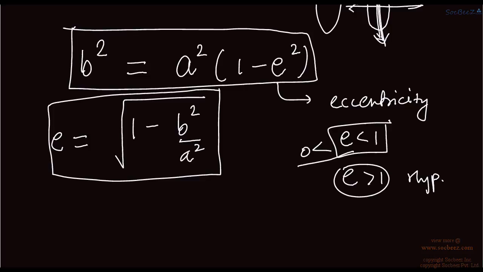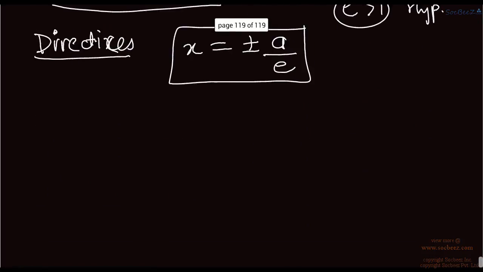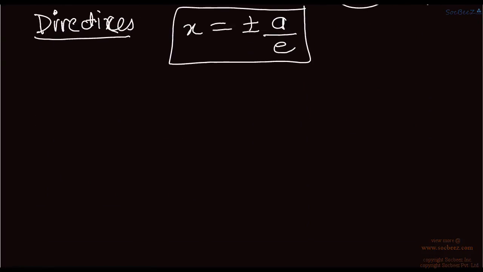Okay. Now the directrix. In the case of circle, it was something. In the case of parabola, it was something else, x plus a is equals to 0. In this case, we have two directrix. So two directrices. x is equals to plus minus a by e. Fine. So this is the directrix. The two directrices.